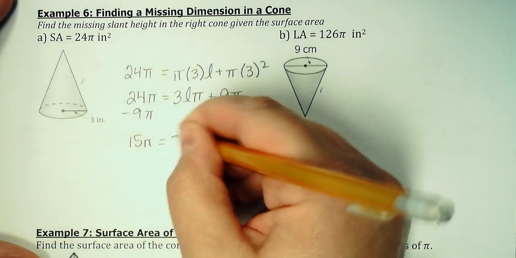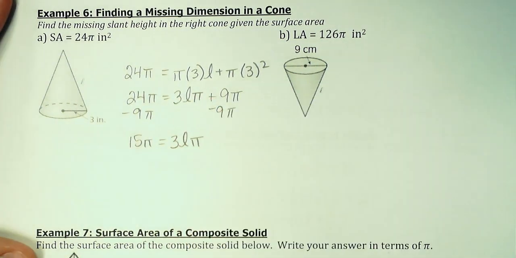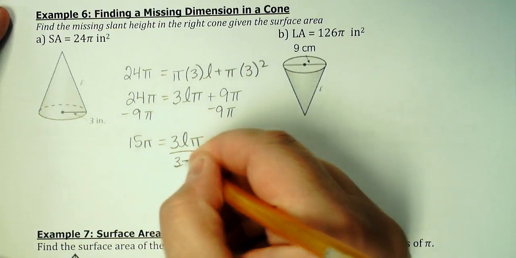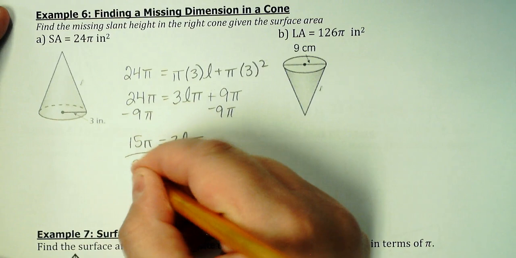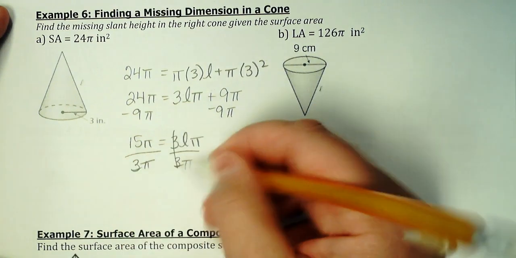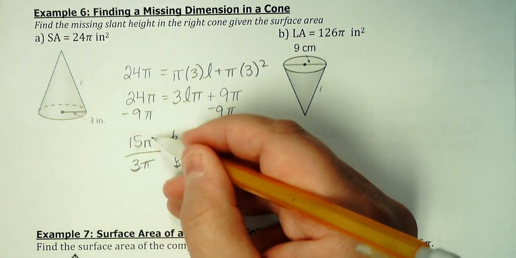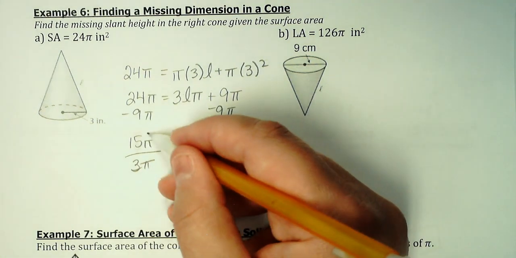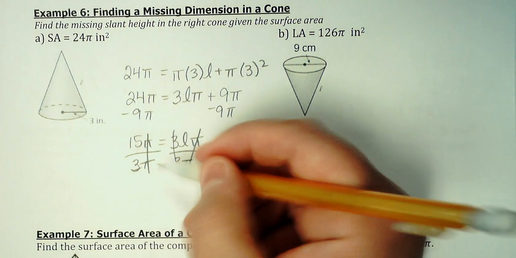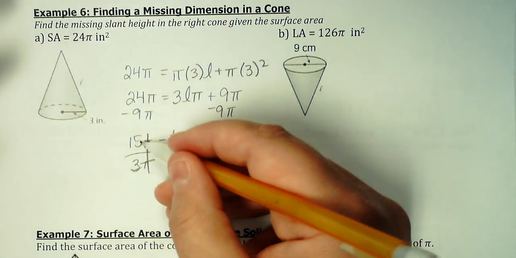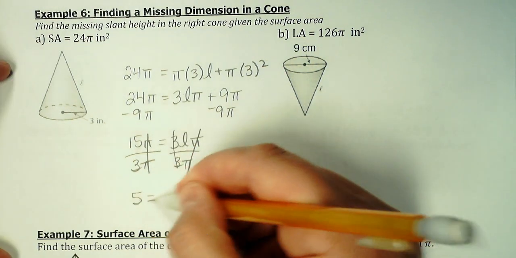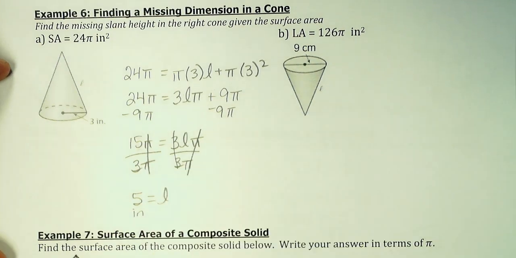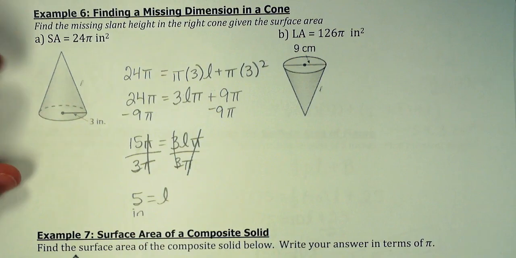And then 3 times the slant height times pi. Now everything's being multiplied here, so you can actually divide by 3 pi in the same step. Cancel the 3, cancel the pi. Because I'm dividing here, I'm not subtracting like I did in the previous part, this does cancel out, pi divided by pi. And then all we're left with, 15 divided by 3 is 5, and that's going to be our slant height.